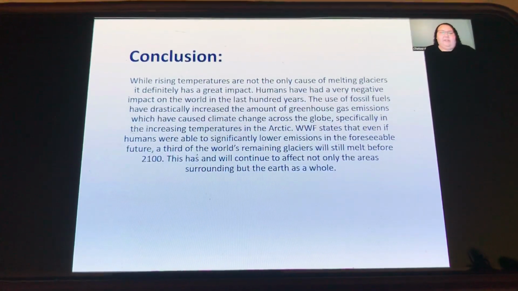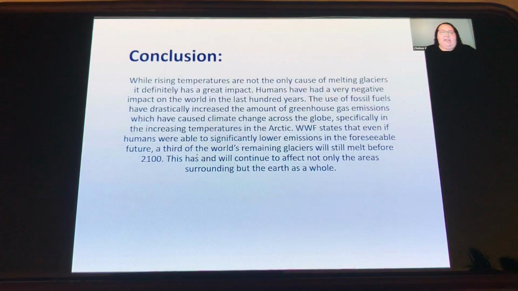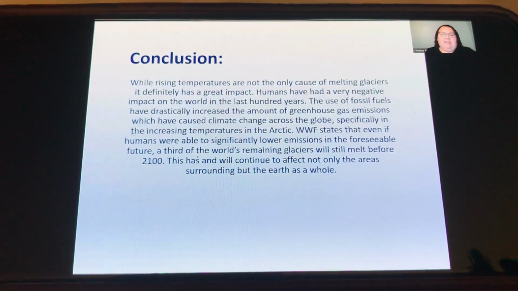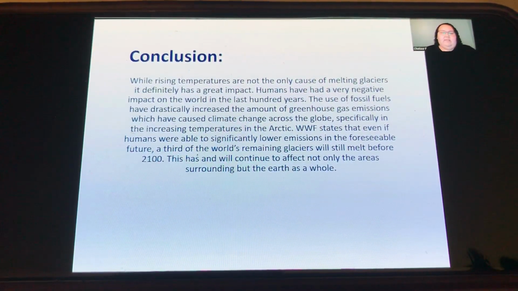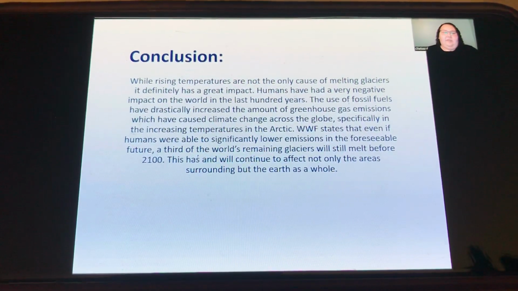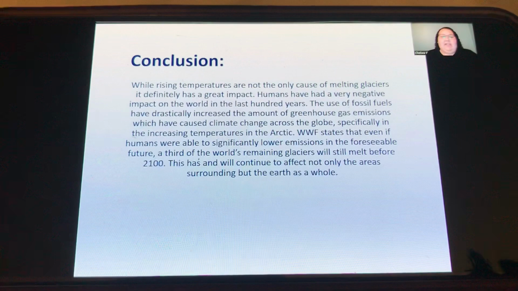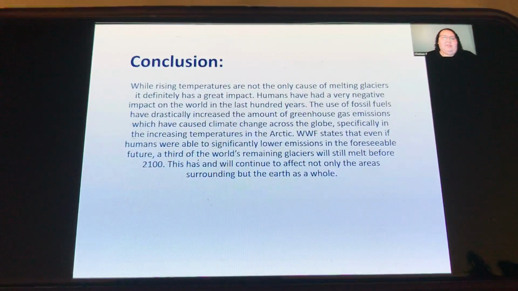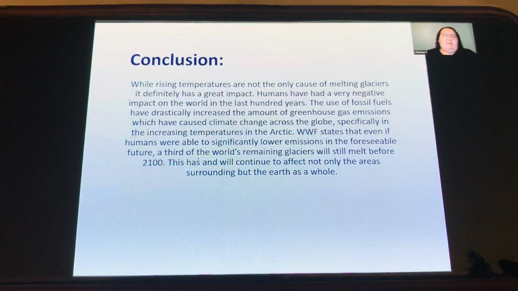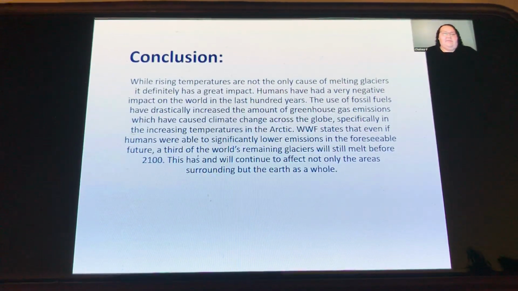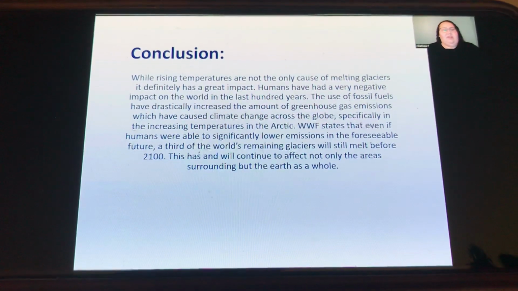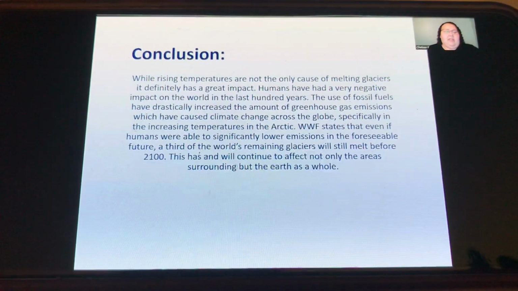The World Wildlife Federation estimates that even if humans were able to significantly lower their emissions in the foreseeable future, a third of the world's remaining glaciers will still melt before 2100. This has and will continue to affect not only the areas surrounding the Arctic, but the Earth as a whole, which we did see previously in slides, the effects from the melting, which will also include the fisheries and the coastal regions as well.